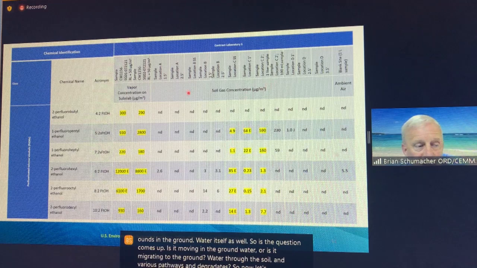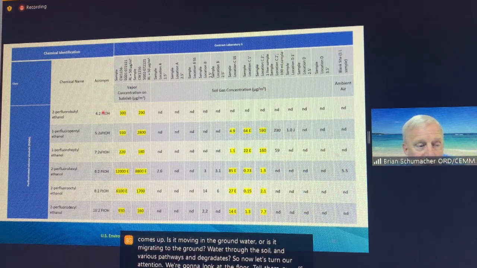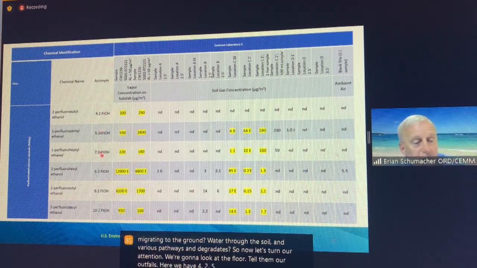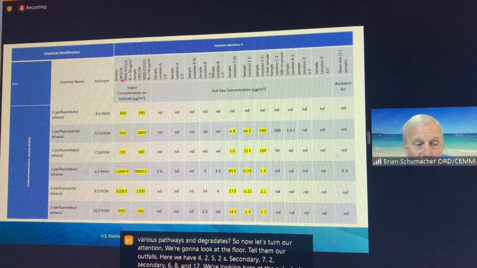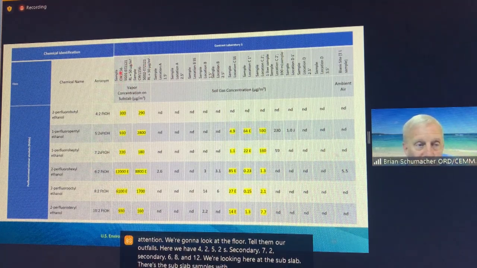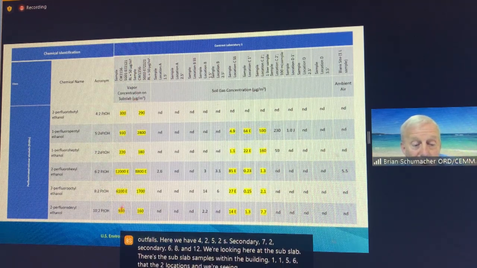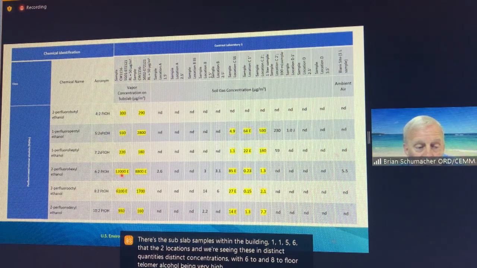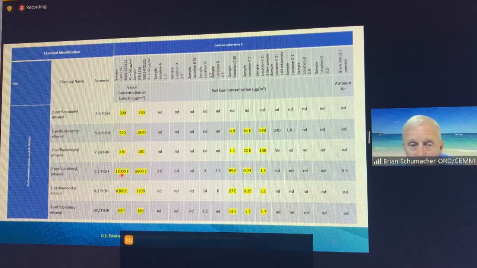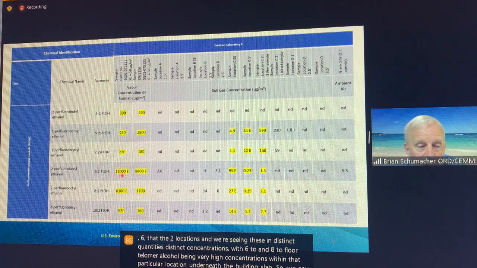So now let's turn our attention to the fluorotelomer alcohols here. We have 4,2, 5,2, 5,2 secondary, 7,2 secondary, 6,2, 8,2, and 10,2. We're looking here at the subslab. Here are the subslab samples within the building, 11 and 56 at the 2 locations. And we're seeing these in distinct concentrations, with 6,2 and 8,2 fluorotelomer alcohol at very high concentrations in that particular location underneath the building slab. So we're underneath the concrete slab of the building.